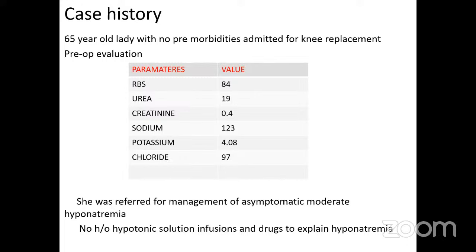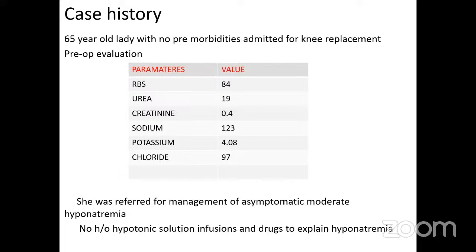Okay. This 65-year-old lady with no premorbidities was admitted for knee replacement. Pre-op evaluation showed a blood sugar of 84, urea of 19, creatinine of 0.4, that means diluted, sodium of 123, that is moderate hyponatremia, potassium 4.08, chloride normal. So she was referred for management of asymptomatic moderate hyponatremia. The patient had not received any hypotonic solution like half normal saline or 5% dextrose.